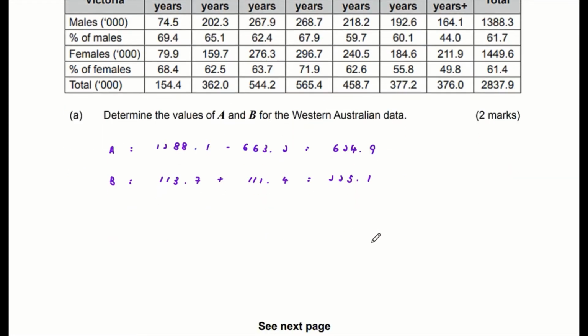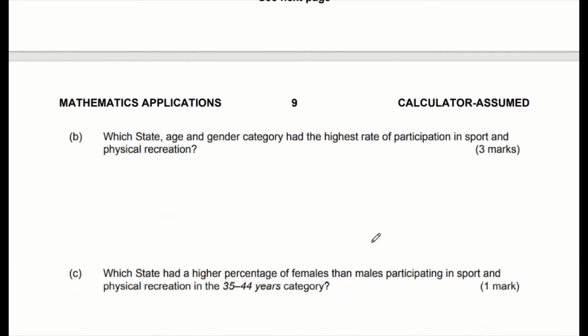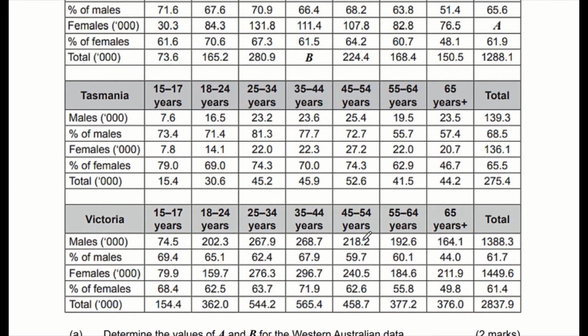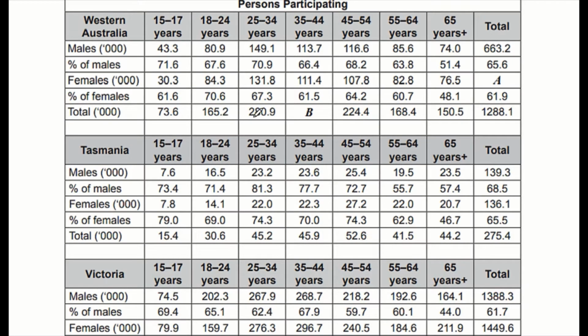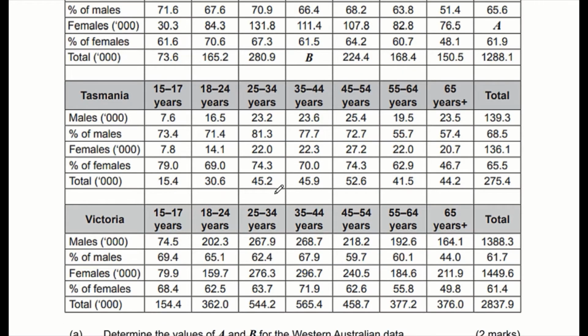Okay, now B: which state, age, and gender category has the highest rate of participation in sports and physical recreation? In this case, you can just check out everything. You have all the percentages, right? So you have 71.6% of those in the age group 15 to 17 joining sports. Then for the next one, you use the same interpretation. If you want to find out the highest, you try to find the highest percentage that you have. In this case, it's all 60s, 70s, then you see that's 81.3. So continue to check out the others. I think that will be the highest. So the highest is here.